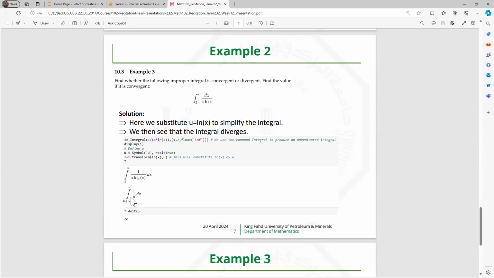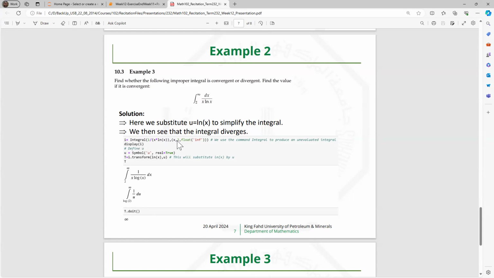Why do we have 1 over u now in the substitution? Because the derivative of ln x is already 1 over x. So differential u is 1 over x differential x. So we get just du over u, and the integral of 1 over u, okay? And what was before 2 becomes ln of 2 in the lower limit of the integration. So now we have this integral from ln of 2 to infinity of 1 over u du.